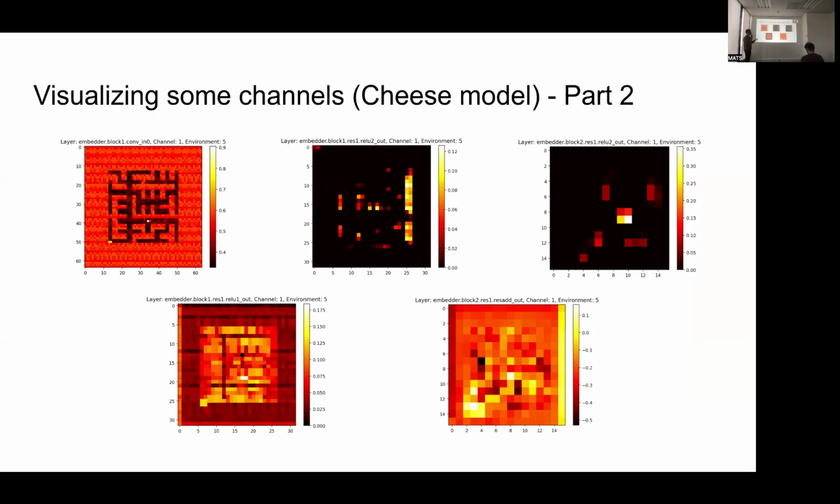Here are some other channels throughout the network. These are earlier channels. These are later channels. Again, it seems as though this is a cheese channel that's tracking the location of the cheese. Here you can see it's keeping track of the cheese and so on. But anyway, this is more just for illustration purposes.